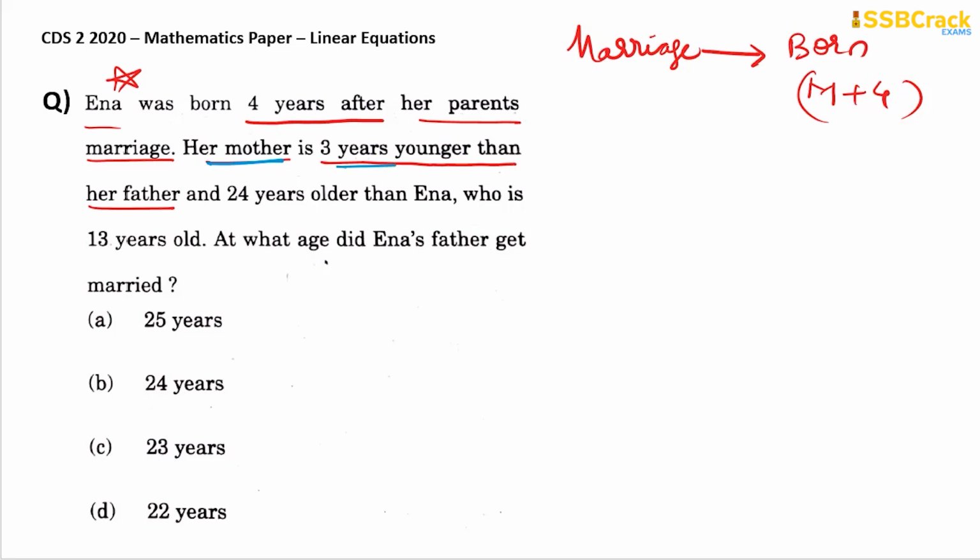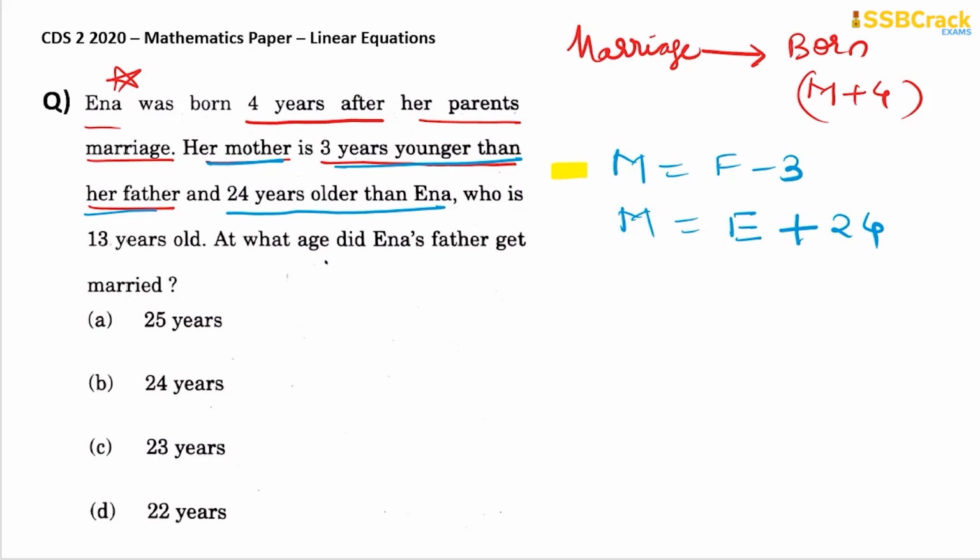Her mother is 3 years younger than her father. So mother's age is father's age minus 3. Agree to this fact because she is younger. Now they said mother is 24 years older than Anna. So Anna's age I have taken as E, so mother's age is E plus 24 also. So mother's age is F minus 3 relative to father, and mother's age is E plus 24 relative to Anna. Alright. And now they said that this mother was 24 years older than Anna, who is 13 years old now.